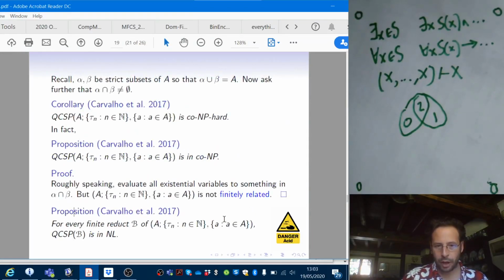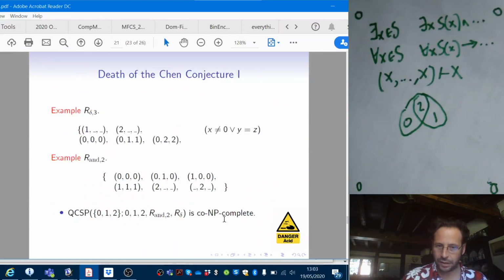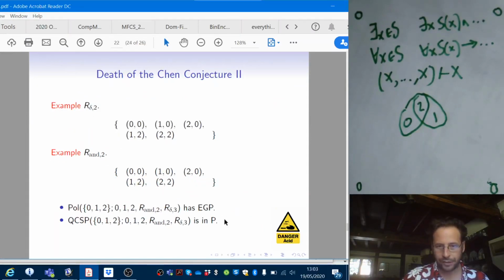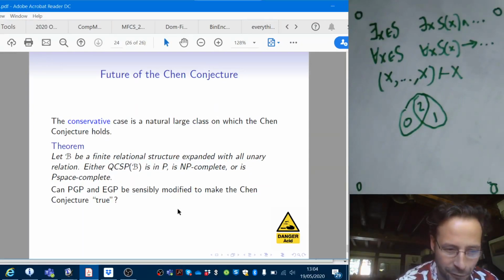And it's true only in this strange place. So it has its life in this strange place where we have relations encoded in propositional logic in DNF. That's a place where it's true, but it's false in what I call real life, where we just have finite constraint languages. Another place that it is true is when all unary relations are available as part of the constraint language, what we call a conservative place. So it's a natural large class on which the Chen conjecture holds. So there we do just have P, NP complete, and P space complete, and separated by PGP and EGP, and using the CSP dichotomy conjecture, the Fedor-Vardy conjecture proved by Bulatov and Zhuk.